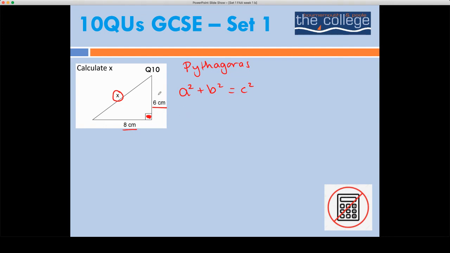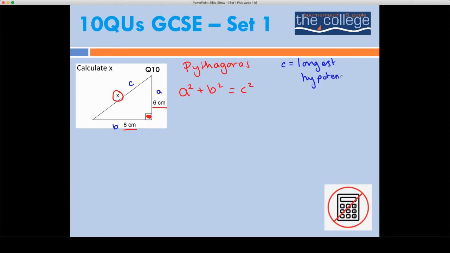So we can call either of these short sides A and B, but the longest side has always got to be C. So C is always the longest. The proper name for that is the hypotenuse.